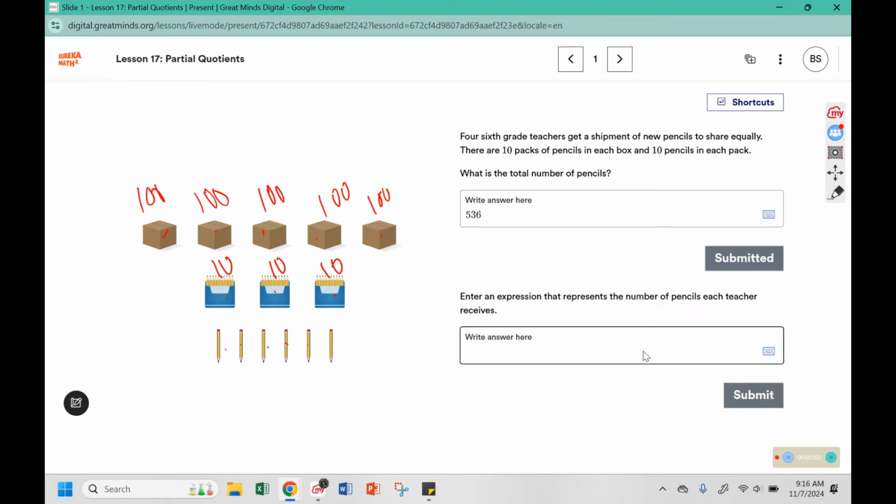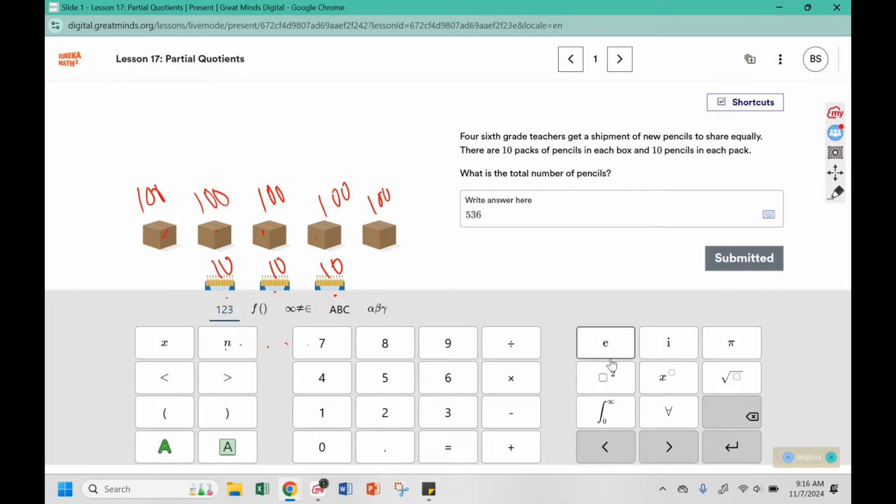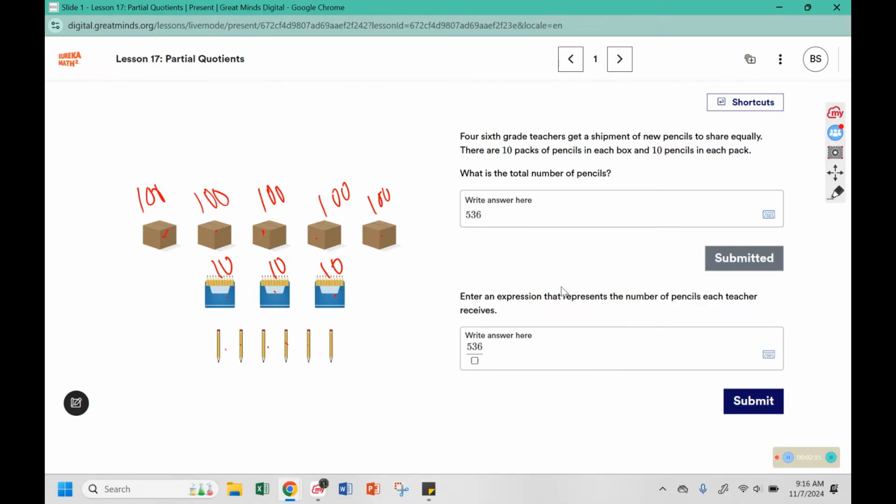Enter an expression that represents the number of pencils each teacher receives. If there are 4 teachers, we need to split 536 into 4 parts. We could also write 536 divided by 4.